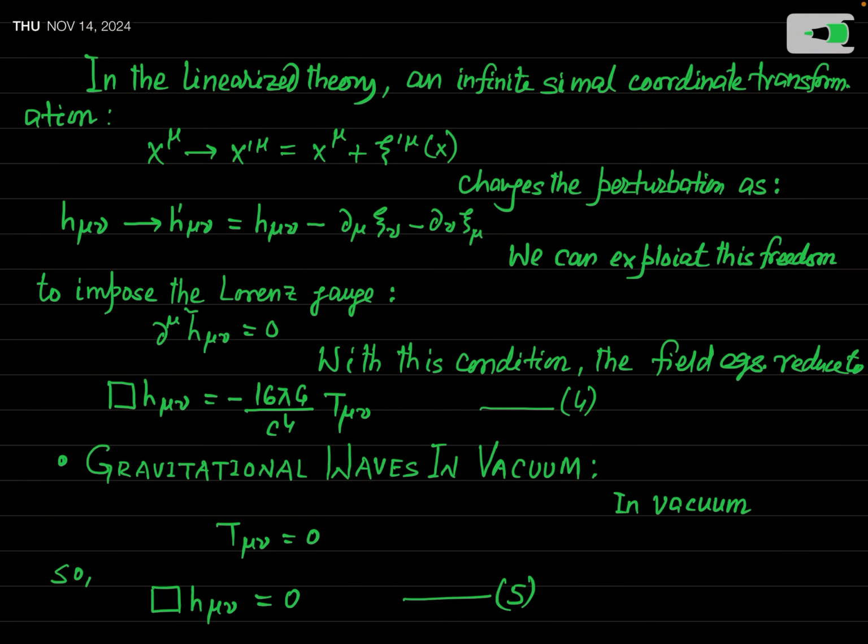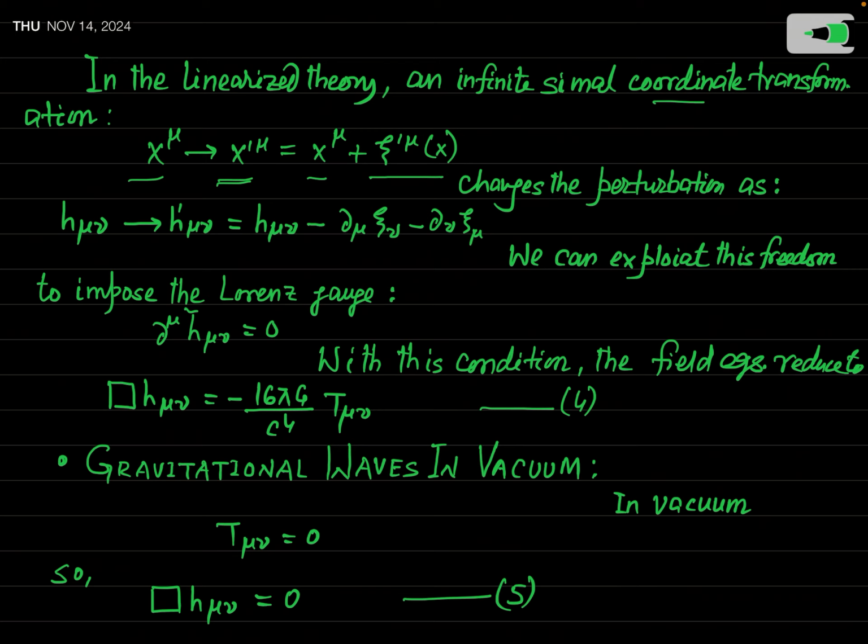Actually, in the linearized theory, for an infinitesimal coordinate transformation, when your aim is to transform the coordinates x^μ to x'^μ, how is it carried out? This transformation is carried out as x'^μ equals x^μ plus ζ^μ(x). So if we consider such an infinitesimal coordinate transformation, then what will be the change in the perturbation under this type of coordinate transformation?